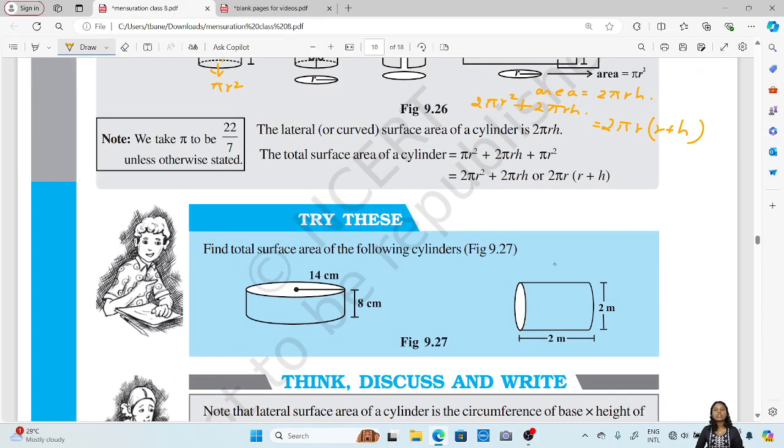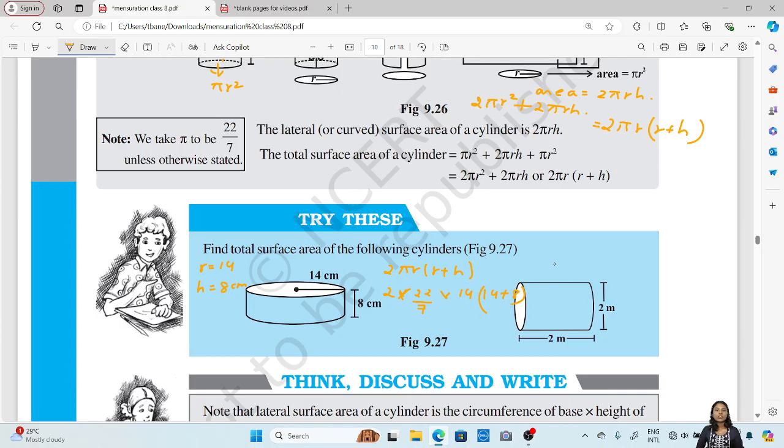So now see, look at here. We have to solve this problem. So here we know that our radius is how much? 14 and our height is 8 centimeters. So first we have to find, so our formula is what? We have 2 pi r (r plus h). So 2 pi is 22 by 7 into r is 14, and this r is 14 plus 8.